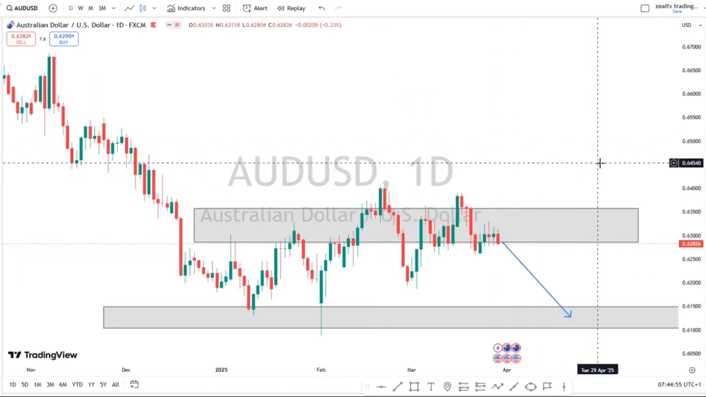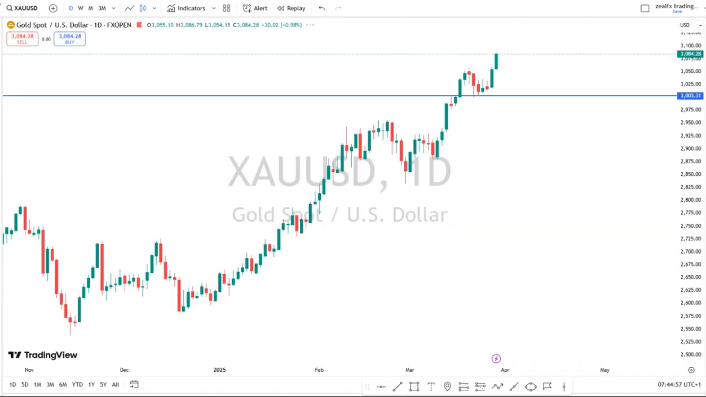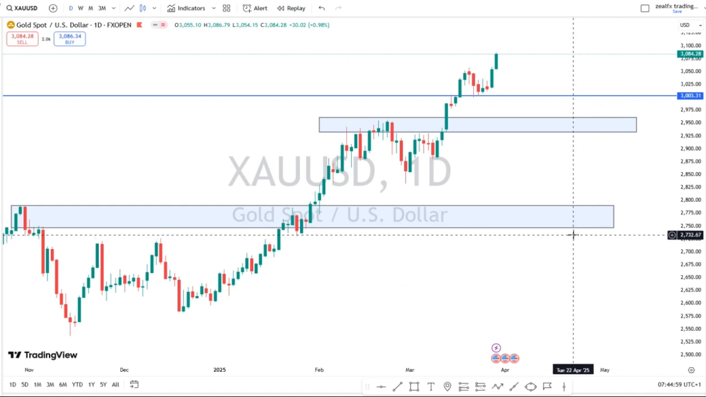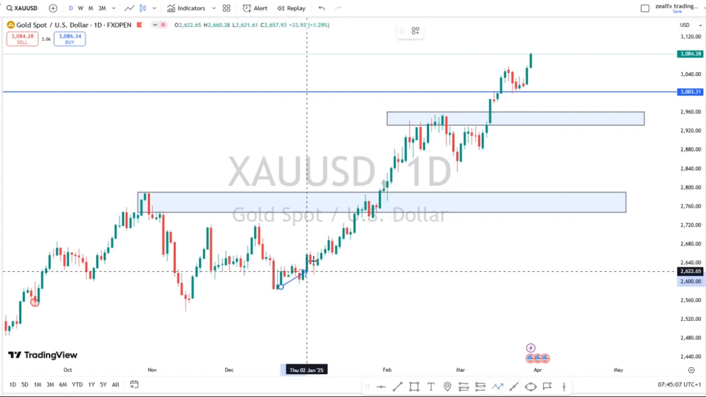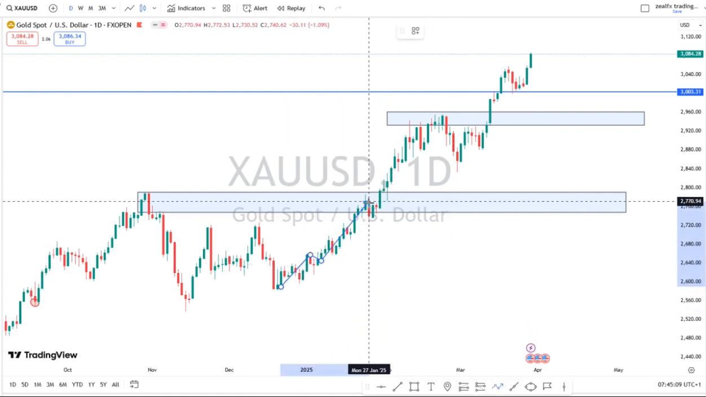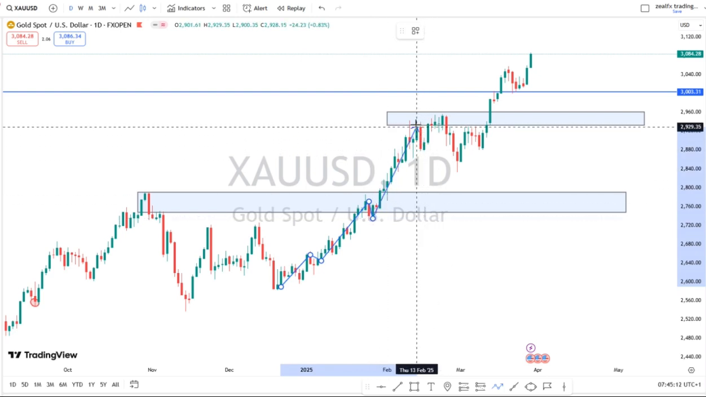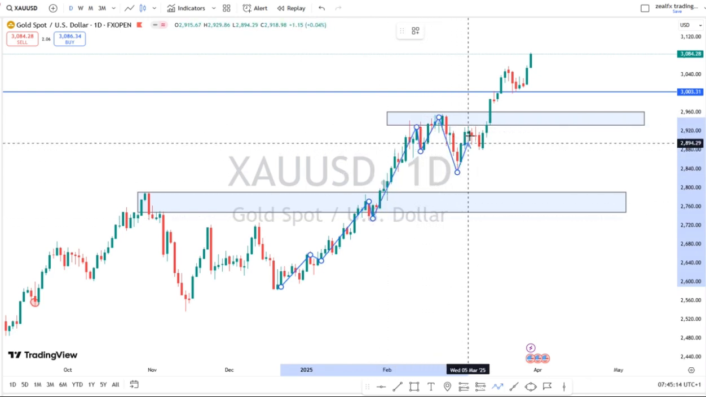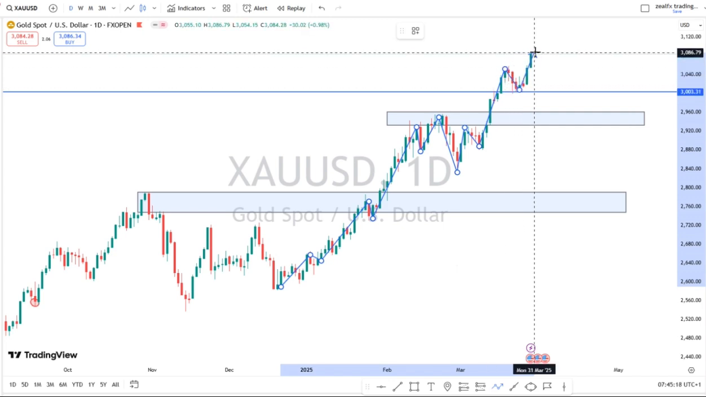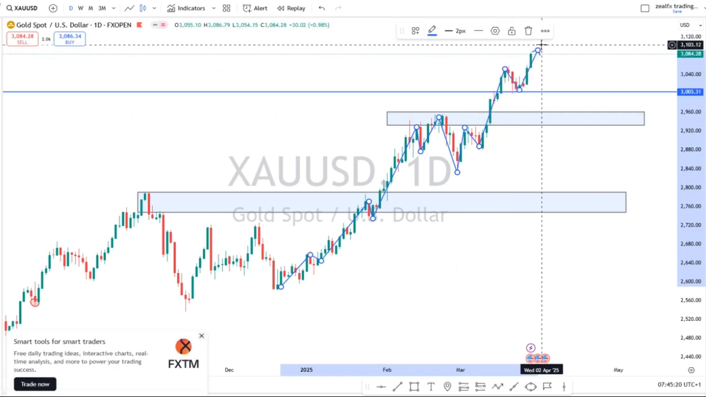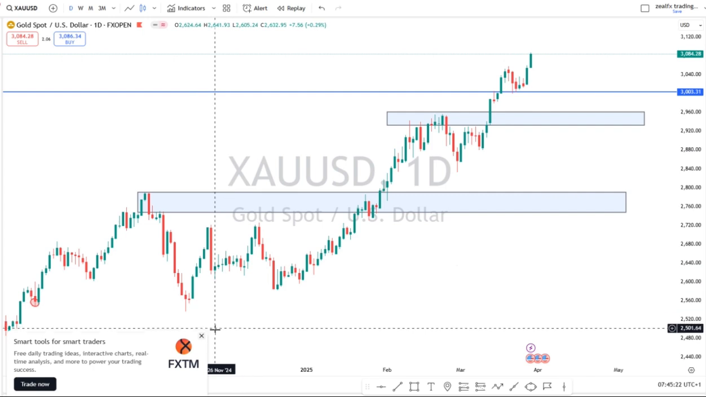So let's look at our next pair, which is the gold USD. Gold USD on my daily chart still remains in an uptrend because we have the uptrend structure. So long as we have this series of higher lows, higher low, higher low, we expect gold USD to continue to push higher. So expect more buying opportunity on the gold USD.